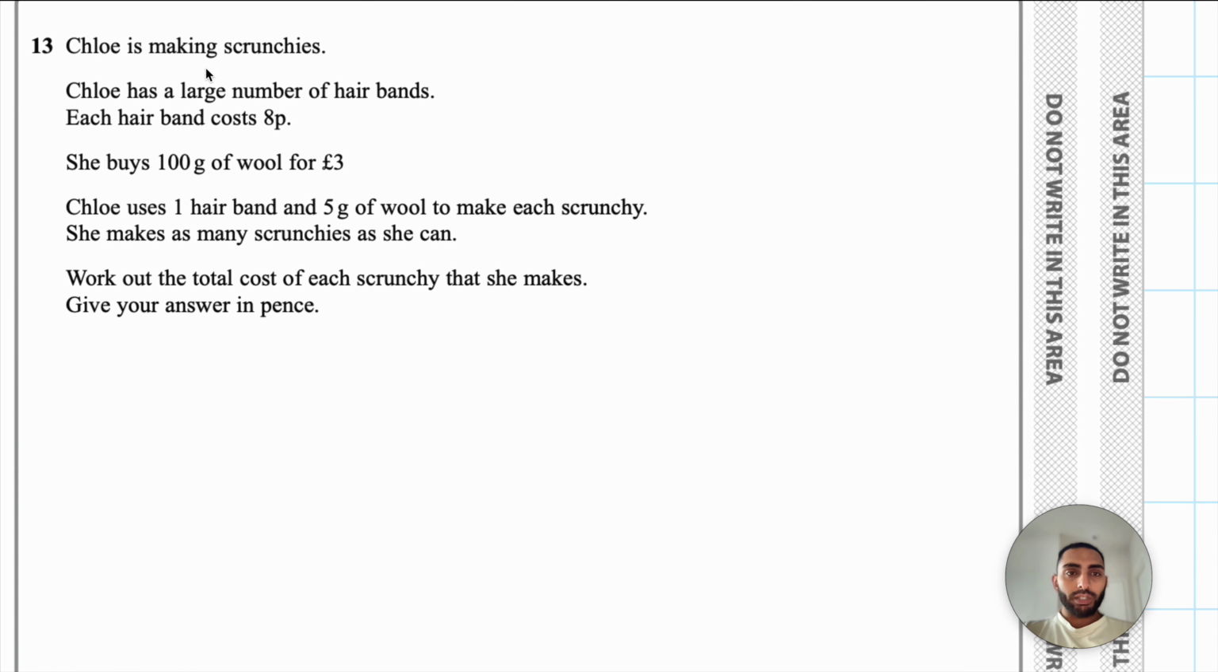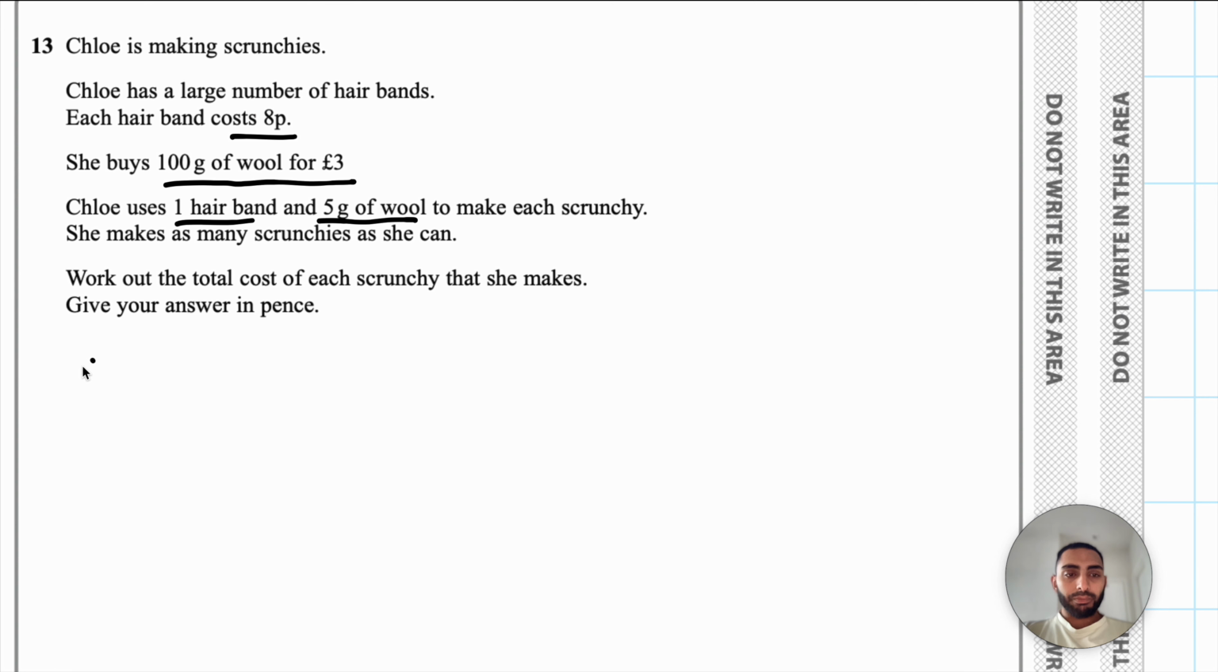Question 13. Chloe is making scrunchies. Chloe has a large number of hairbands. Each hairband costs 8p. She buys 100 grams of wool for £3. Chloe uses 1 hairband and 5 grams of wool to make each scrunchie. She makes as many scrunchies as she can. Work out the total cost of each scrunchie that she makes. Give your answer in pence.